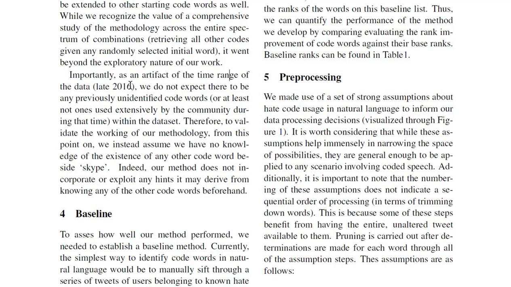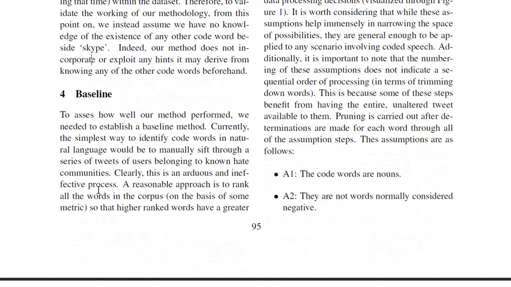Importantly, as an artifact of the time range of the data, we do not expect there to be any previously unidentified code words, or at least not ones used extensively by the community during that time within the dataset, because this is the time when Operation Google started. Therefore, to validate the working of our methodology from this point on, we instead assume we have no knowledge of the existence of any other code word besides Skype. Indeed, our method does not incorporate or exploit any hints it may derive from knowing any of the code words beforehand. So they only know that the word Skype is a code word, and they're using that as a starting point for the rest of the work which they're going to do.